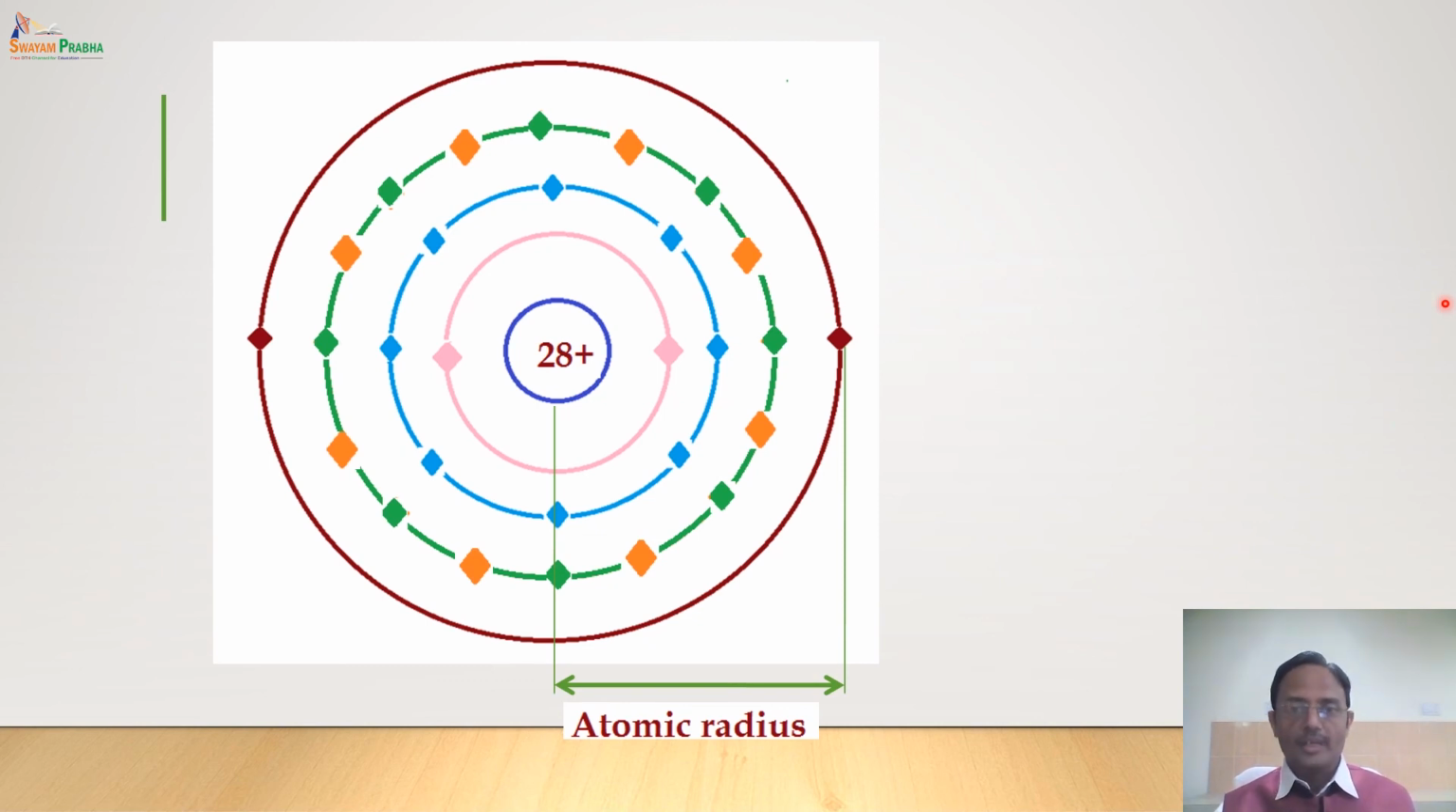Now from nickel to copper, the atomic number increases by 1 unit, nuclear charge increases, 1 more electron is added, and in zinc 1 more electron is added. Now in this particular case you will find that even if the nuclear charge is increased, since extra 2 electrons are added over here, the inter-electronic repulsion between them increases, and as a result the atomic radius increases instead of decreasing. This is the reason for the increase in atomic radius in copper and zinc.